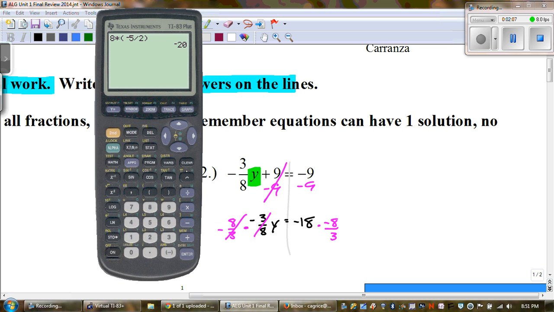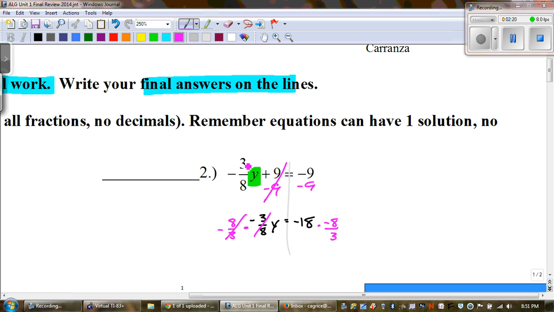Okay? So those cancel, and since we get to use a calculator over here, let's go ahead and turn it on. I am multiplying negative 18 times my calculator. I have to put it inside the parentheses, negative 8 over 3, and we get 48. So y equals 48. And I write my final answer on the line.